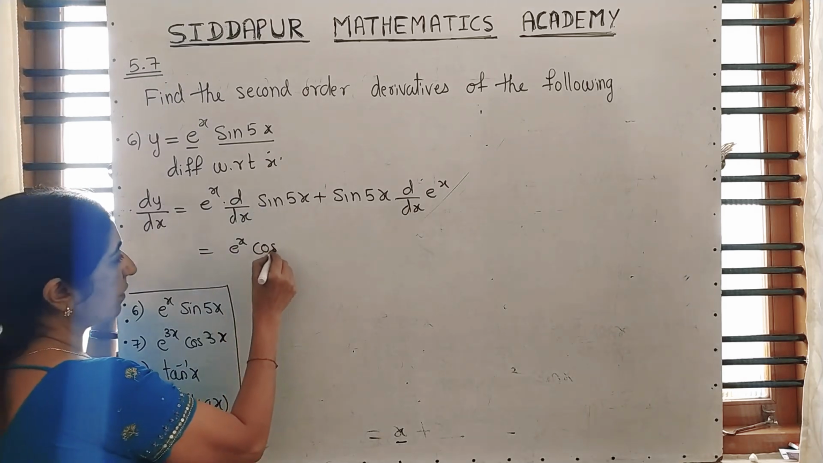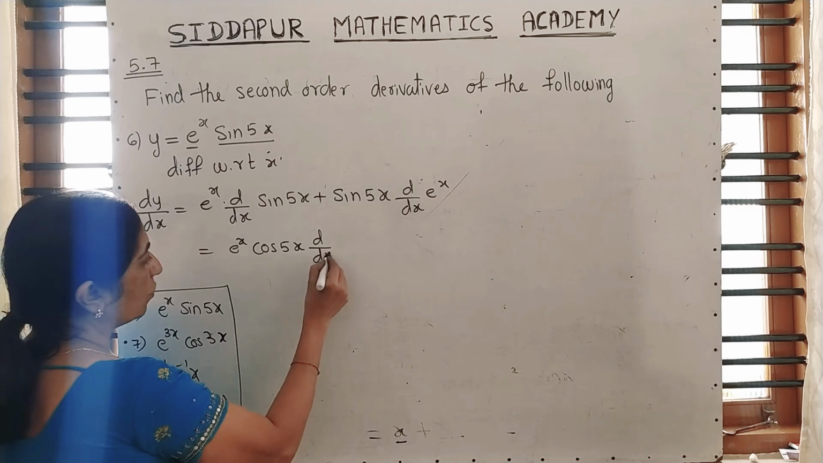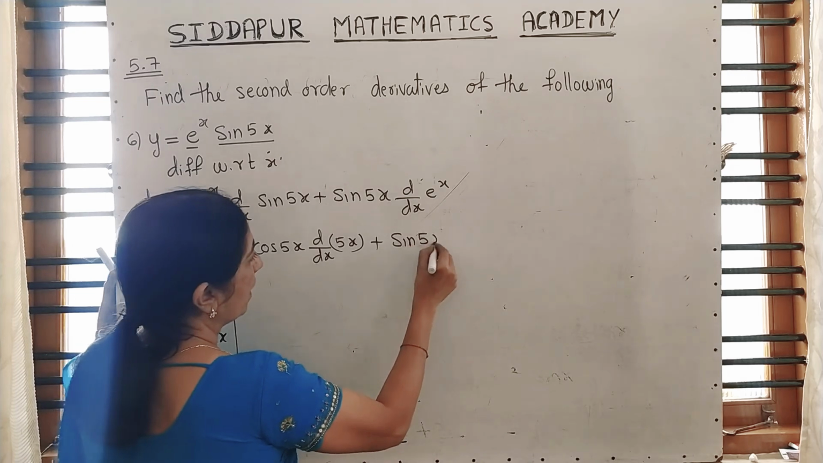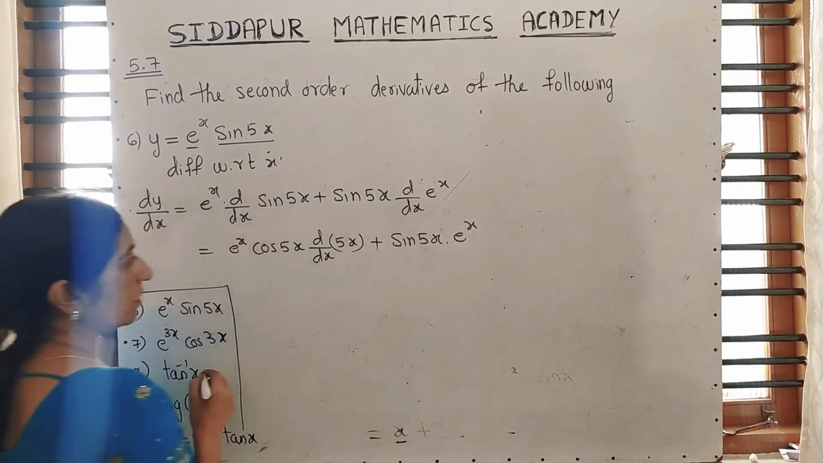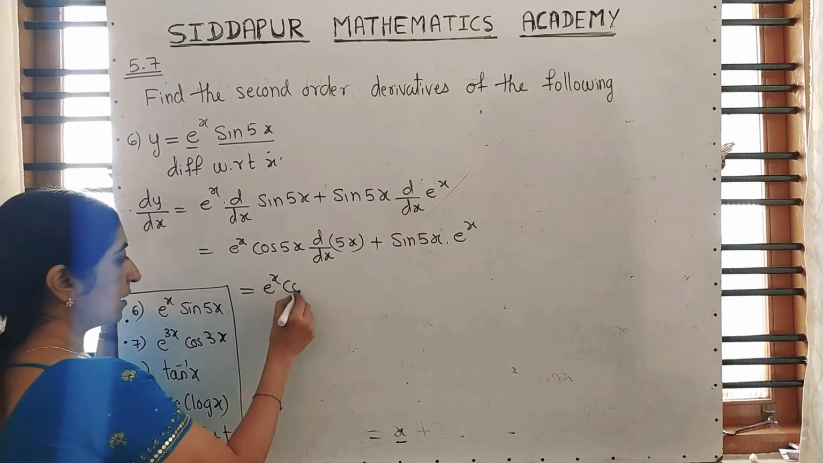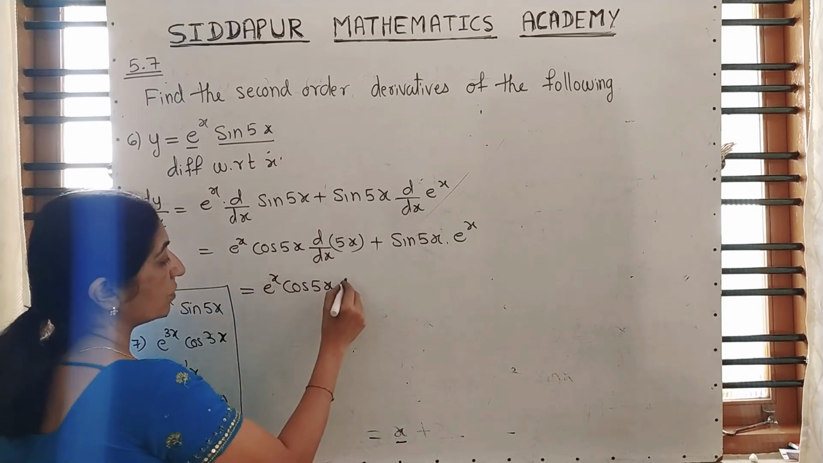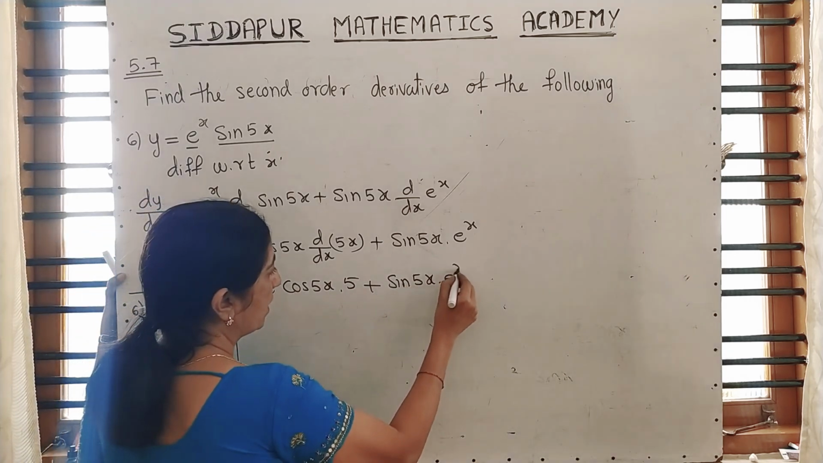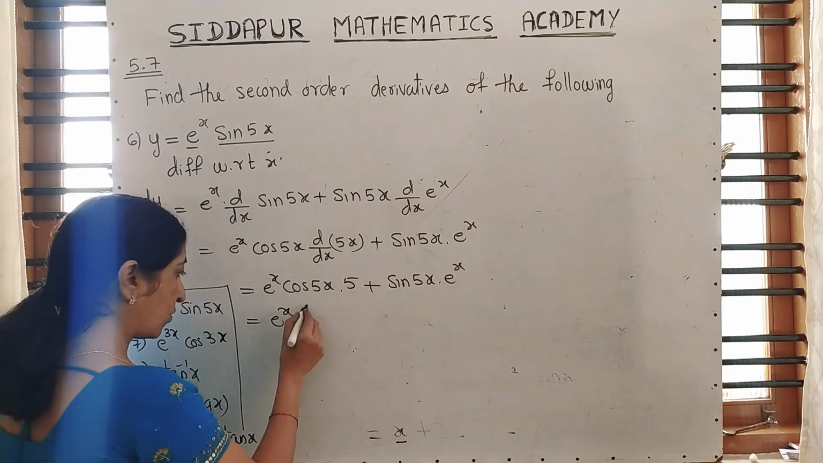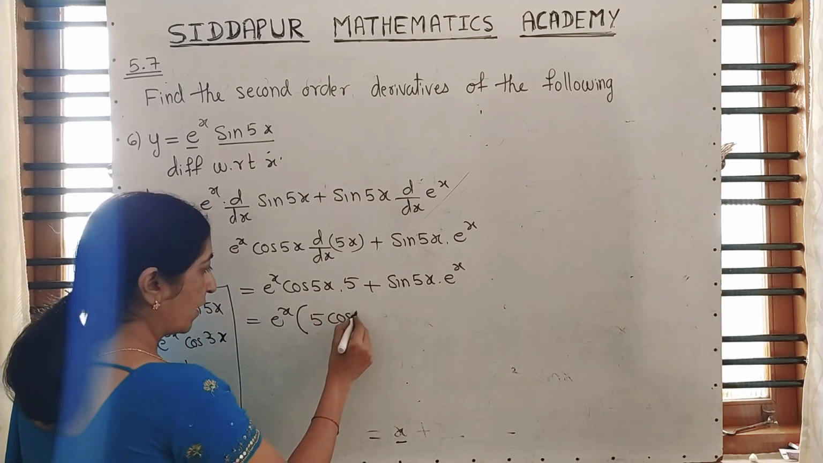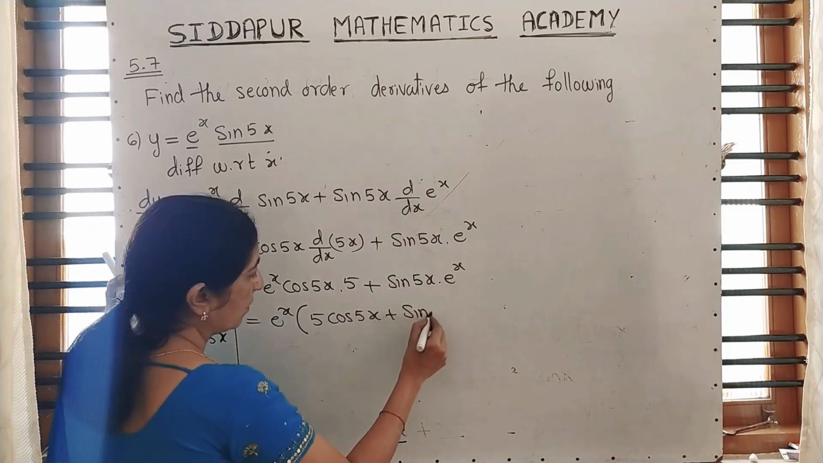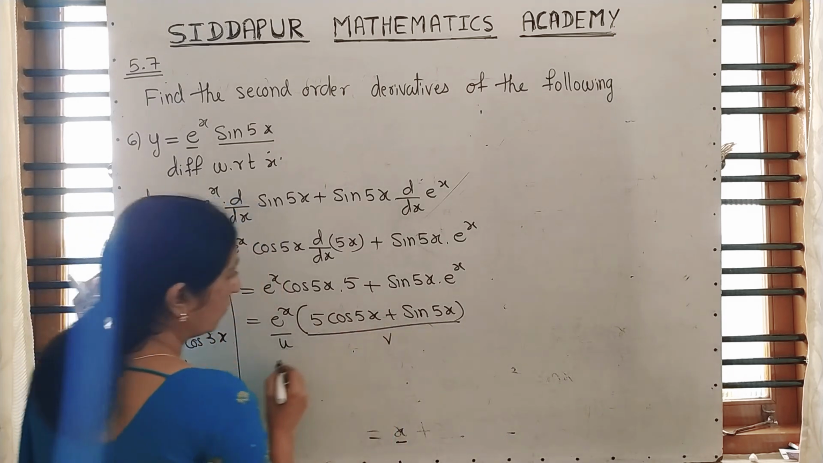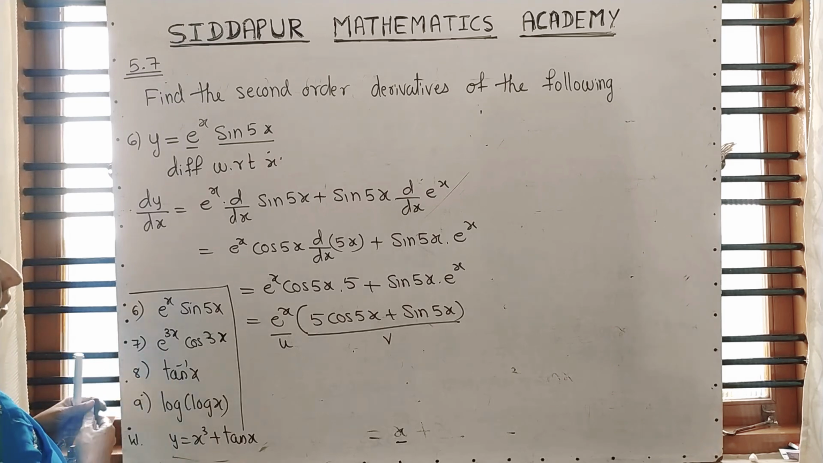Differentiation of sine 5x is cos 5x into differentiation of 5x, plus sine 5x as it is. Differentiation of e raised to x is e raised to x. It is e raised to x into cos 5x. Differentiation of 5x is 5, plus sine 5x into e raised to x. I took e raised to x common in the bracket. 5 cos 5x plus sine 5x. Again this is u, this is v. So again we have to differentiate.